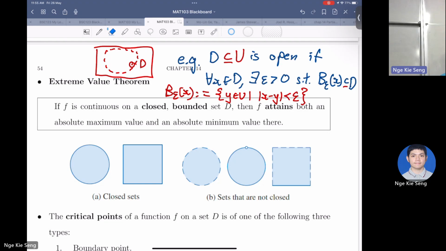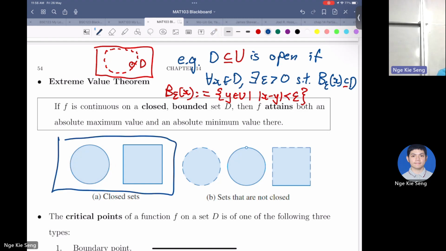So closed is not open. So you can see that this is closed. Why is it closed? If you think of this living in another universal set, if you pick the boundary point, for any ball you will intersect something inside and outside the set. You would never find a ball such that the whole ball is lying inside the set. Okay, make sense? Question?